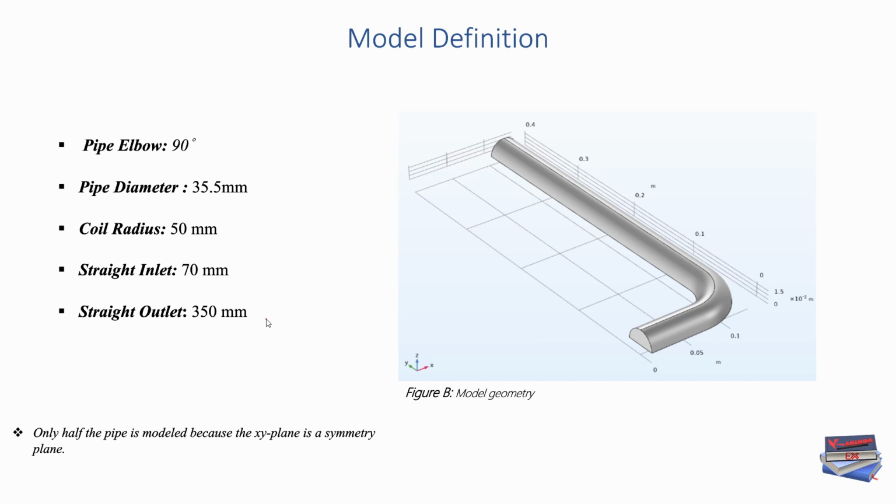The inlet, the straight inlet, would be 70 millimeters. That's the straight coming off the bend, and the outlet would be approximately 350 millimeters, and that's going out from the opposite side of the bend.